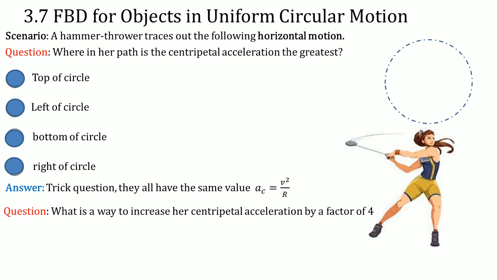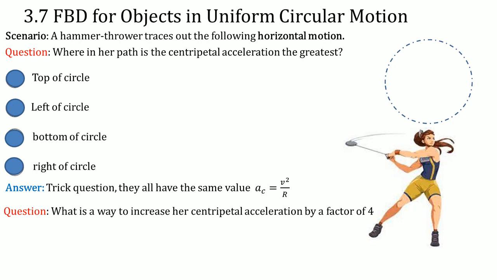Here, the circle is only in the horizontal direction. Gravity has no say or effect in this way. So here, the centripetal acceleration is actually uniform, and it's the same at every point in that circle.